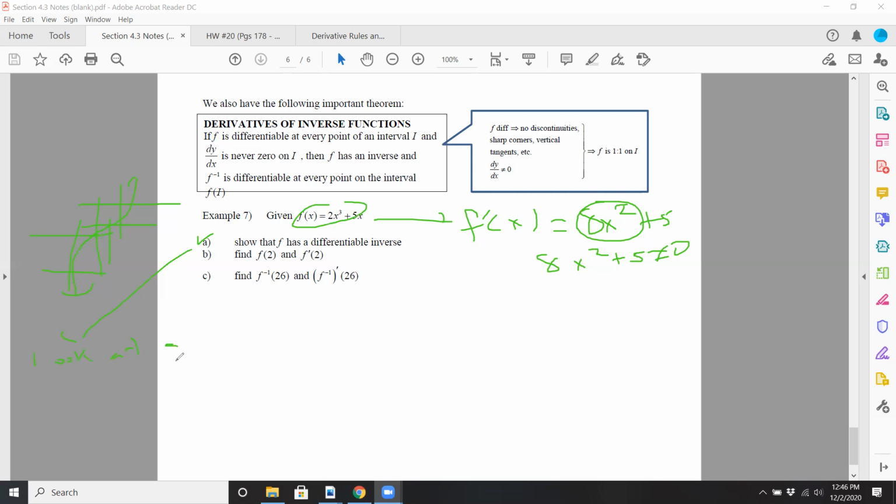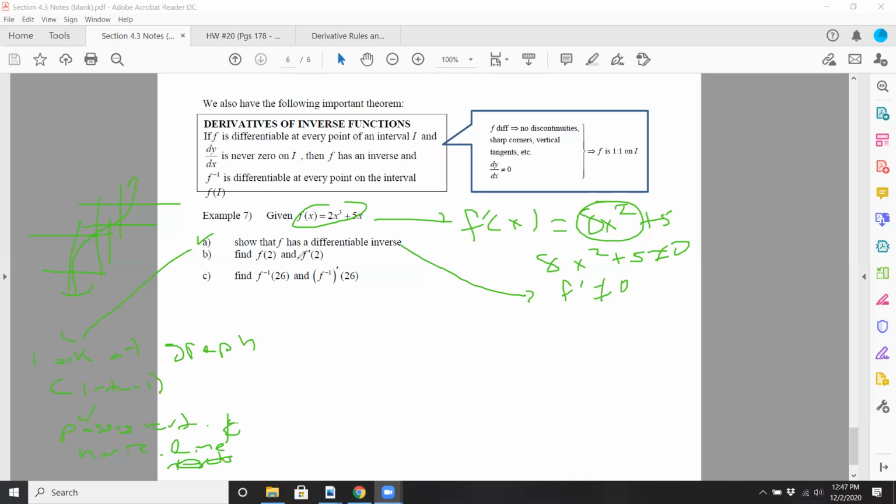Look at the graph. Make sure it's 1-to-1, meaning it passes vertical and horizontal line tests. Remember that from pre-cal. And then to show it's a differentiable inverse, also just make sure f prime does not equal 0. Therefore, when you do the reciprocal, you'll be okay when you find the derivative of the inverse. So that's how you do part A.